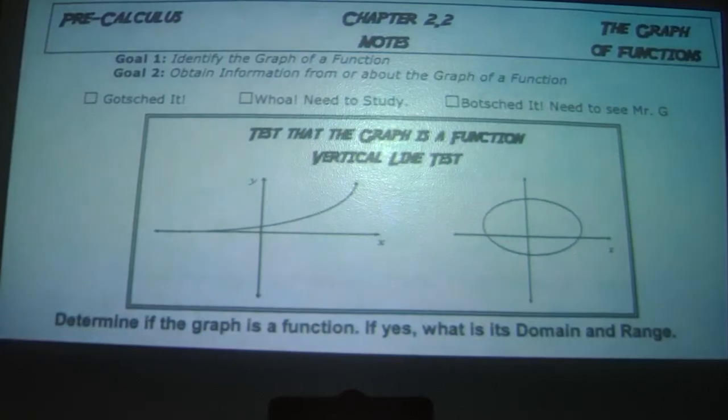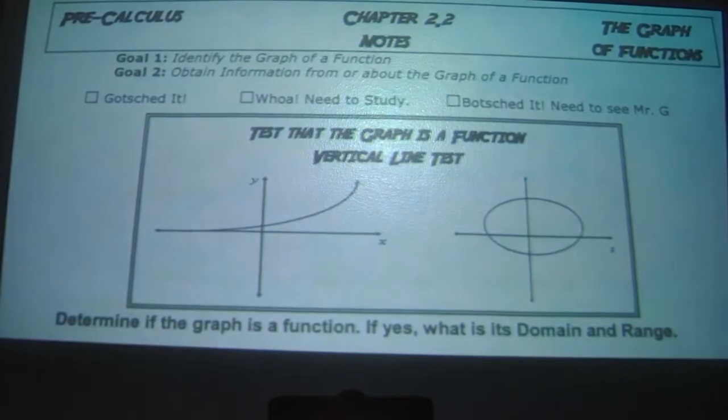All right, so again, we're starting on chapter 2 notes. This is the graphs of functions. We have two goals for today: identify the graph of a function, and then obtain the information from or about the graph of a function. Okay, and this is going to lead us right into 2.3. We've talked a little bit about this stuff with that little quiz that we saw the other day.